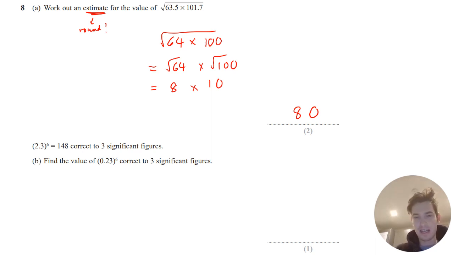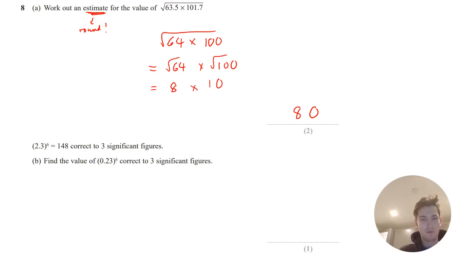Part B. Now, actually, this was a really tricky question. I remember Year 11 a few years ago had this paper in their mocks, and very few people got this question right. So it was only 1 mark, but I'll take a bit longer maybe to explain it. 2.3 to the power of 6 equals 148, correct to 3 significant figures. Find the value of 0.23 to the power of 6.